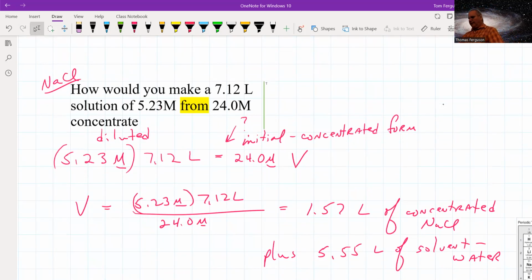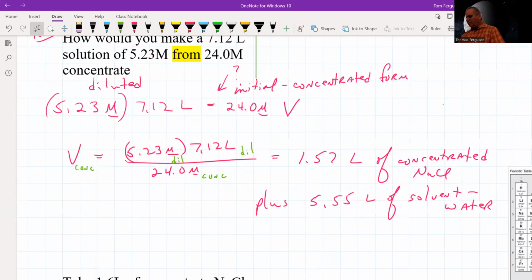So we have the diluted and we have the concentrated. The question is, how much of that 24 molar concentrated solution do we need? To calculate that, I'm going to use that equation we just derived. So we're going to solve for the volume of the concentrate. This is the dilute here. This is the concentrated. This is the dilute. So you have two concentrations, one you start with, one you end with. Two volumes, one you start with, one you end with.